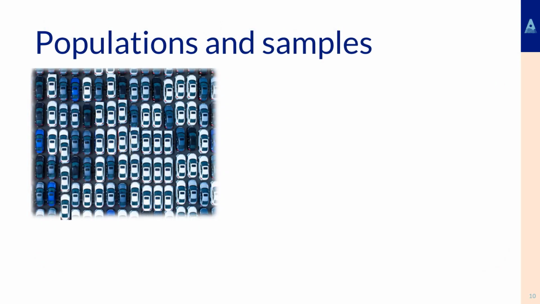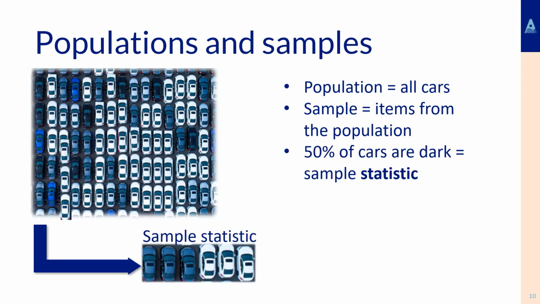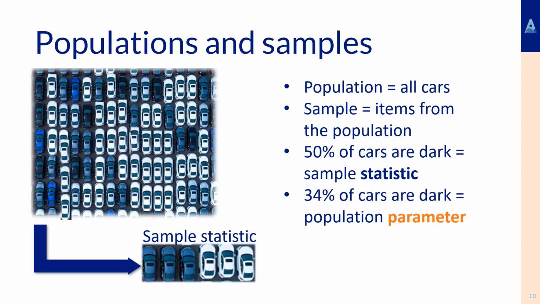Let's take a look at a practical sample of populations and samples. The population here in this case is all cars. The sample is items which are taken from the population. So for example, in the sample we have 6 cars, and in this case 3 of them are dark. So 50% of the cars are dark is a sample statistic. In the whole population, 34% of cars are dark. That's a population parameter.